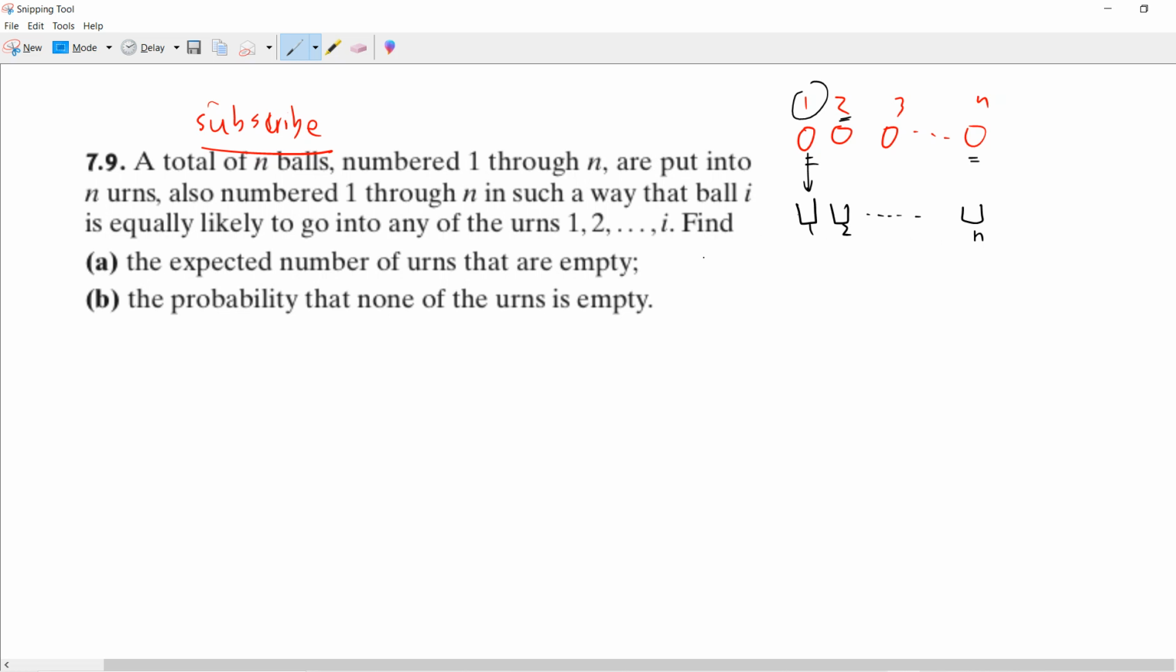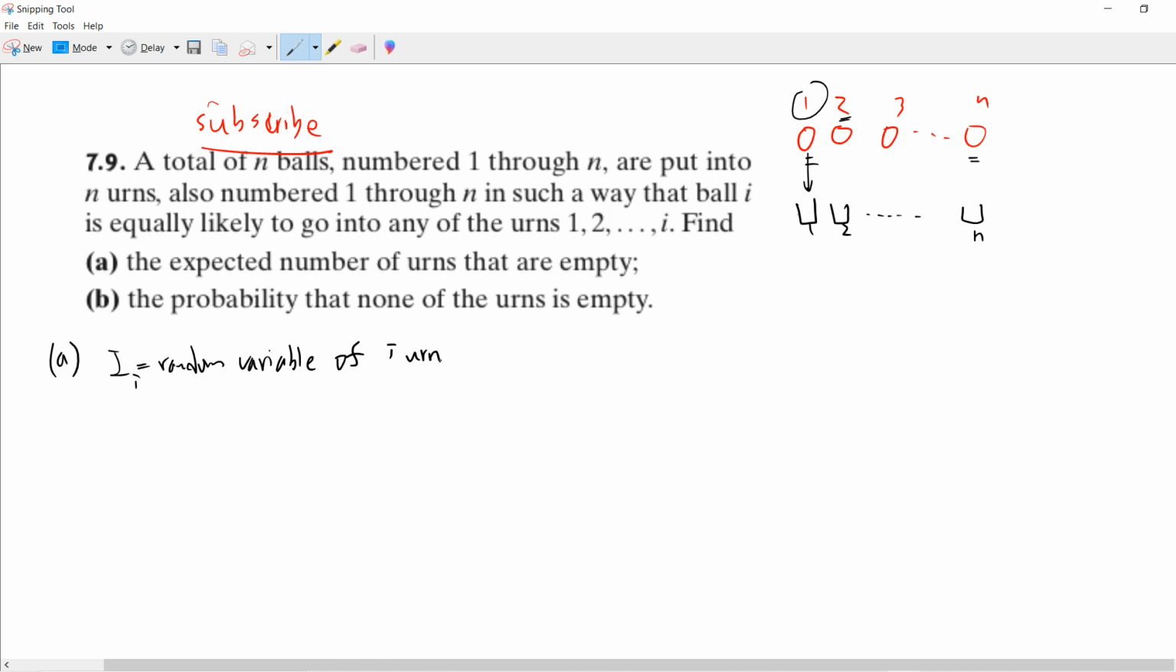So the first question is the expected number of urns that are empty. The first question is the difficult one. Okay, so let's solve. The standard way is to define I to be a random variable.